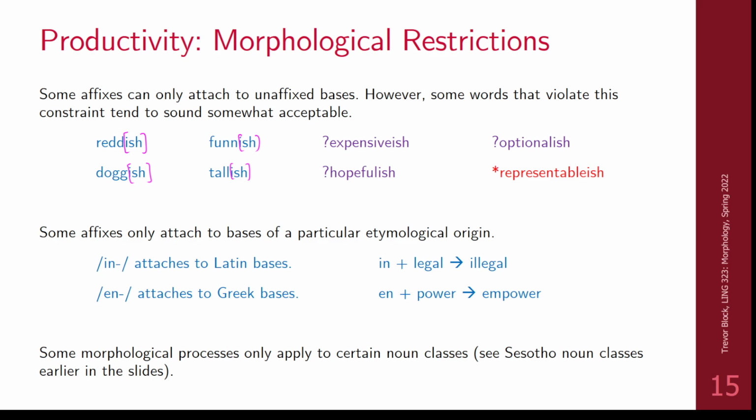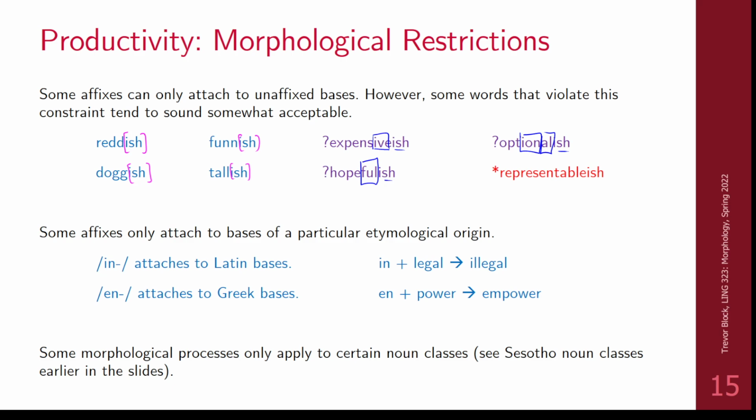So hopeful-ish sounds weird because you have full. You have this affix already on it. Optional-ish is weird because you have ion and al. These are two affixes, and then you're attaching ish after. Representable-ish, same idea. Expensive-ish, you have expense, and then you have expensive, so maybe that's a little bit weird there. But to make this sound better, we can drag on that last syllable. So representable-ish sounds weird, but representable-ish sounds better. And that's because you're distancing it from the root. So that's an interesting case in English that varies from person to person.